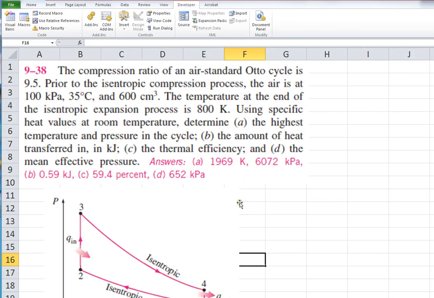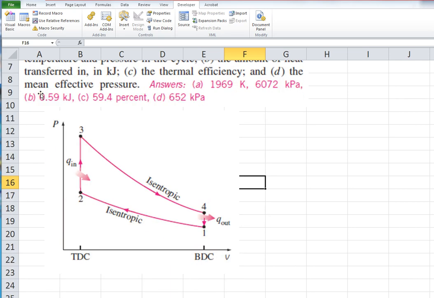Okay, well, nothing better to do than to deliver another example. This one will be on the air standard Otto cycle. This is problem 38 from chapter 9 from some book, and it says there's an Otto cycle compression ratio of 9.5.